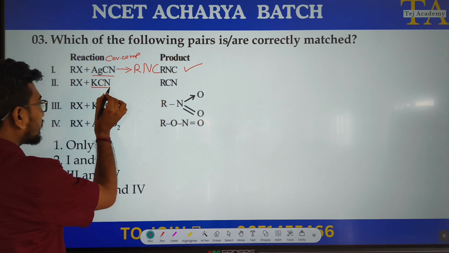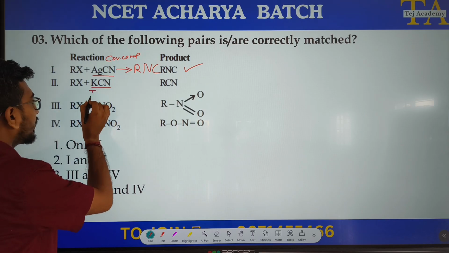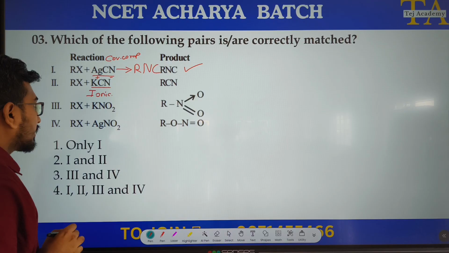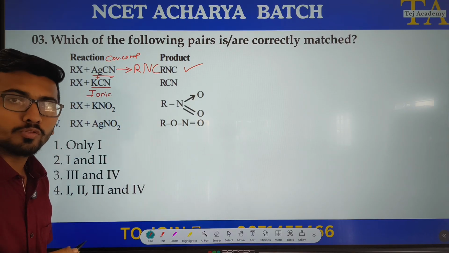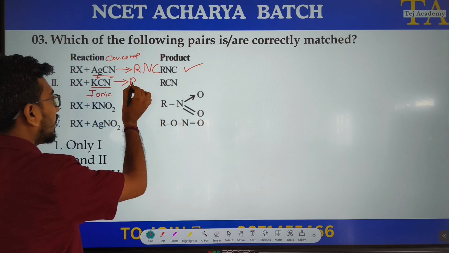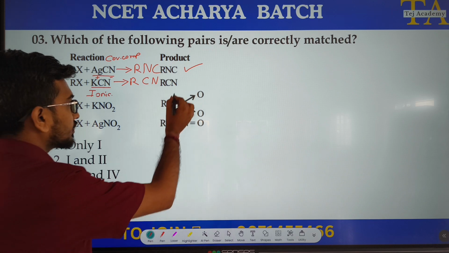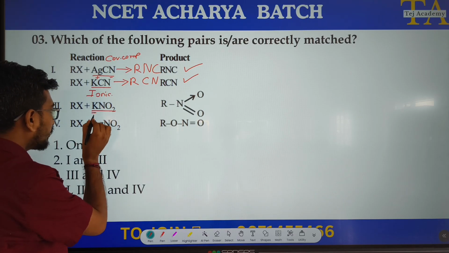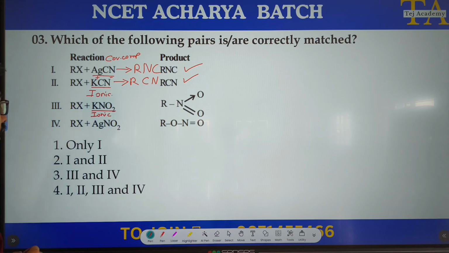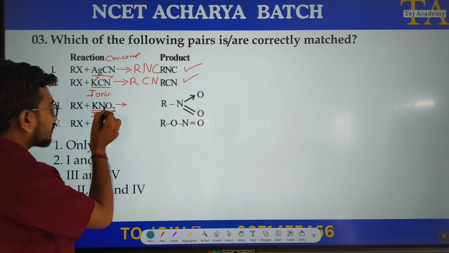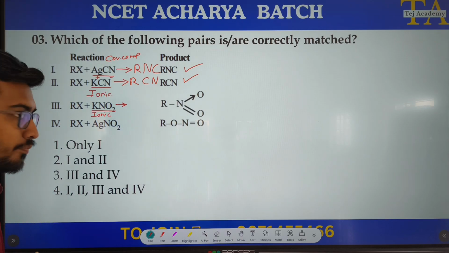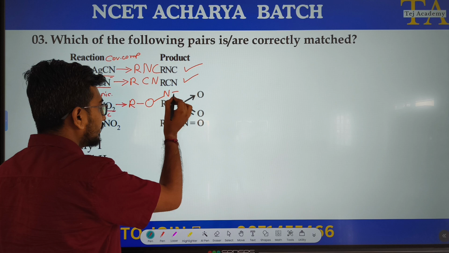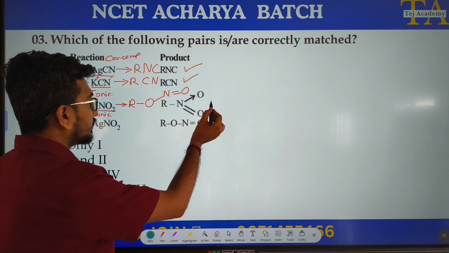Second one, alkyl halide in the presence of potassium cyanide. Potassium cyanide is an ionic compound. So it will release K plus and CN minus. Carbon, which has the negative charge, will act as a more nucleophilic site than nitrogen. Because of this, we are going to observe alkyl cyanide. So the second pair is also correct. Now alkyl halide in the presence of KNO2. KNO2 is also an ionic compound. So as we know, compared to nitrogen, oxygen acts as the more nucleophilic site. So oxygen will attack the alkyl group, giving R-O-N=O. If you see the option, this is not a correct pair.